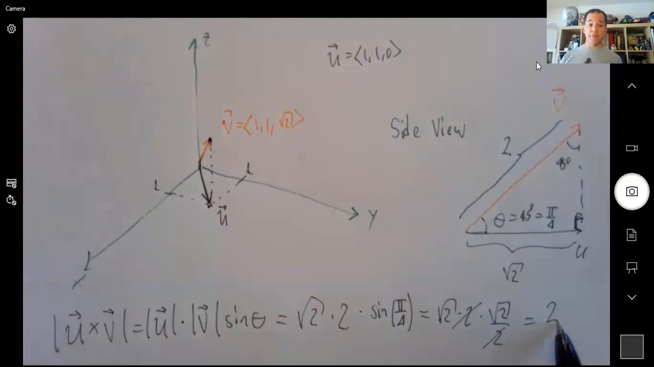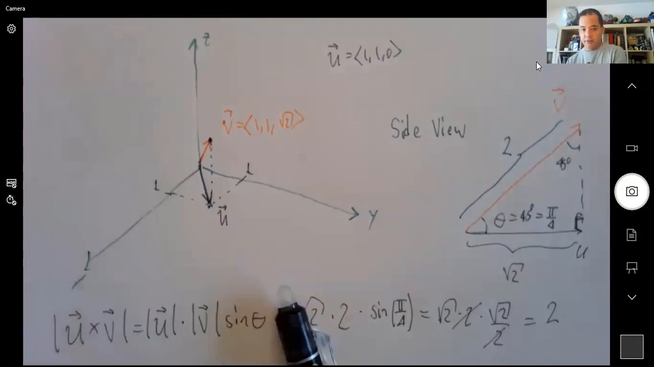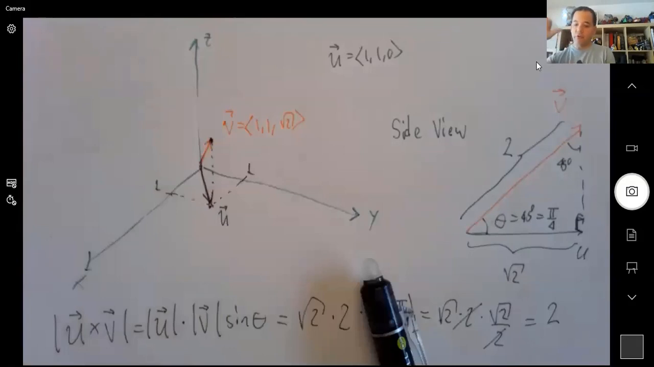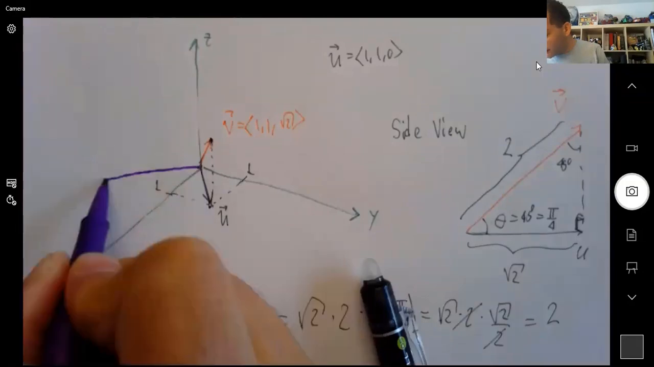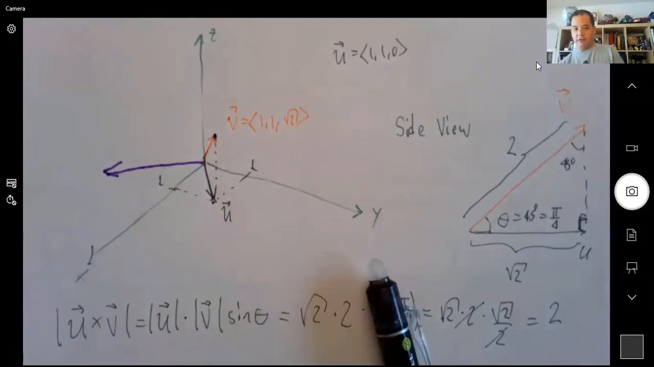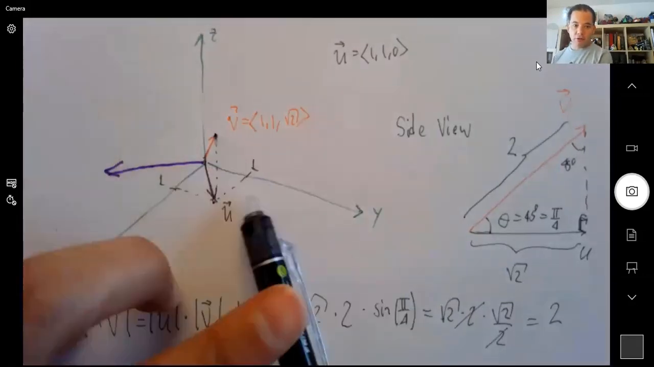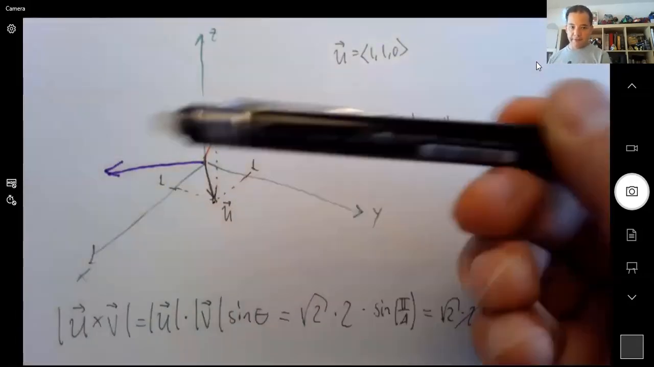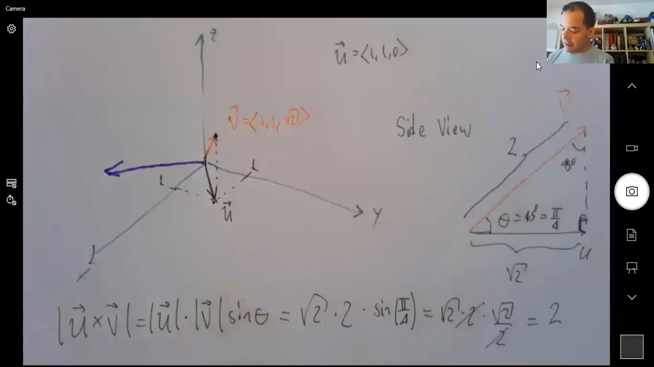And in which direction does it point? Like I said, we need to go from u to v, and then follow the right-hand rule. So that guy has to point in this direction, right? It's a purple vector that is perpendicular to both. Since we're going from u to v, like going from the black to the orange, from here to here, the thumb will be pointing in that direction. So it is in this direction.